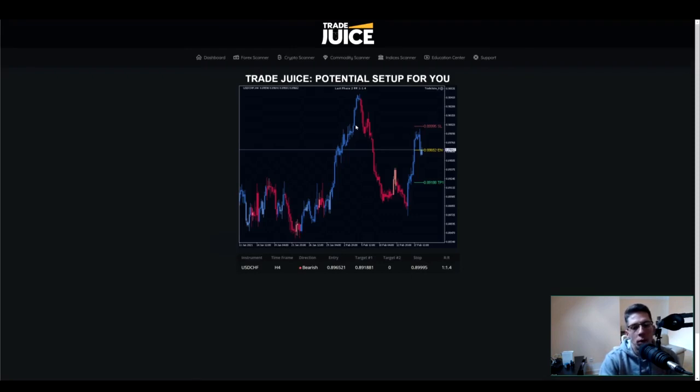what we see here is the dollar Swiss franc. The same thing that you see here is displayed over here, just more for that visual representation of what we are looking to do. Here, charts update every 15 minutes.